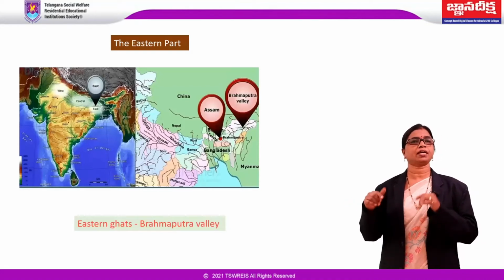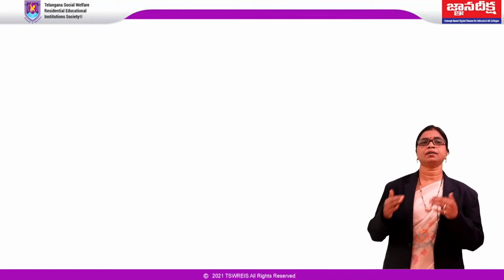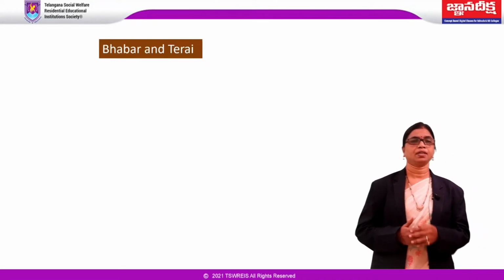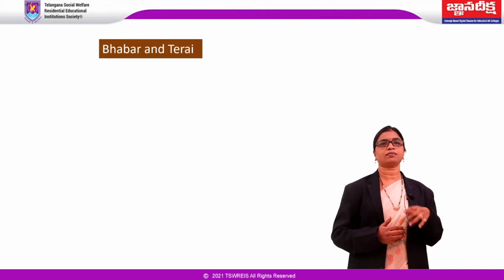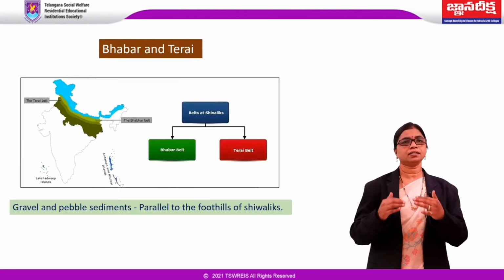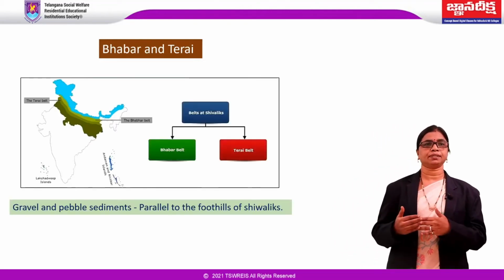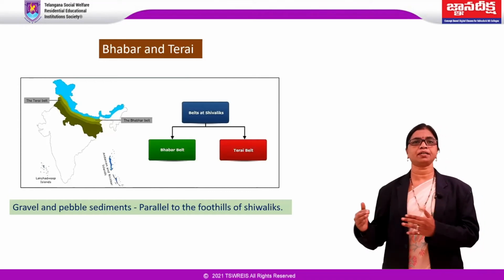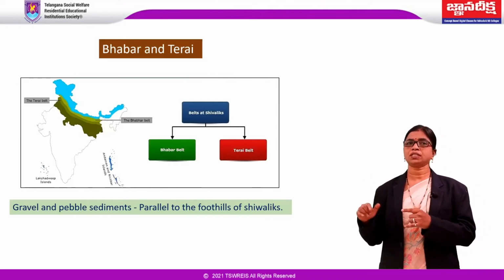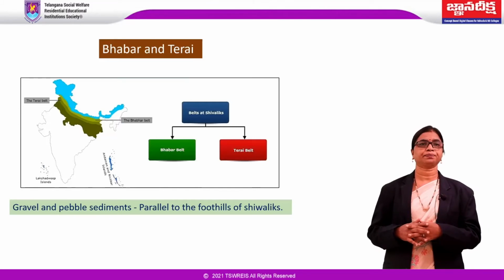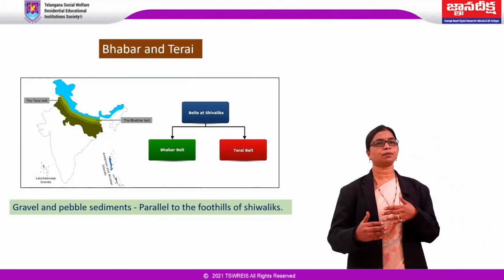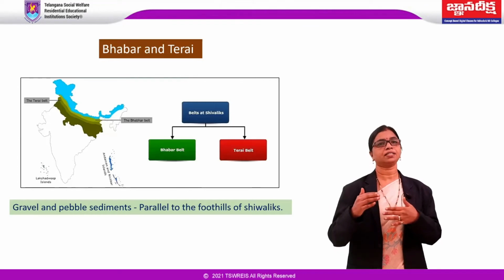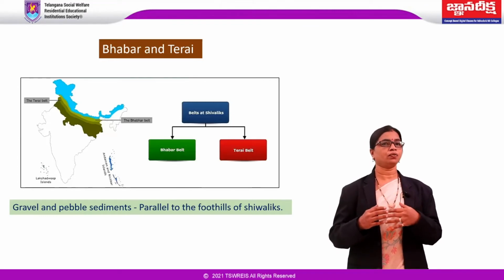This belt is situated under the names of Babar and Terai. The Babar Belt, a belt which is adjacent to the foothills of the Himalayas and consists of boulders and pebbles. The Babar is a narrow belt of 8 km to 16 km wide. The Terai Belt, a belt which lies next to the Babar region and is composed of newer alluvium.